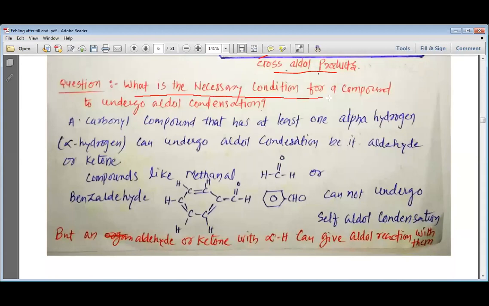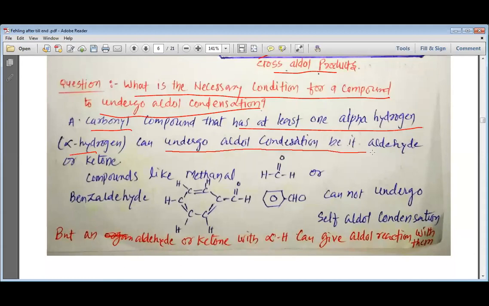What is the necessary condition for a compound to undergo aldol condensation? A carbonyl compound that has at least one alpha hydrogen can undergo aldol condensation, be it an aldehyde or a ketone. Even the presence of dilute alkali is essential. Dilute alkali is also needed, but only the compounds that have the alpha carbon undergo the aldol condensation.